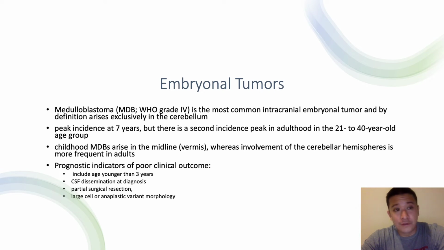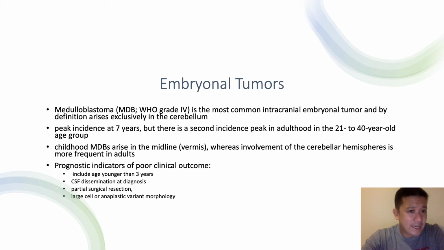Now, on to embryonal tumors, an example of which is your medulloblastoma, which is classified as WHO grade 4 and is the most common intracranial embryonal tumor and by definition arises exclusively in the cerebellum. You see a peak incidence at 7 years, but there's a second peak incidence in adulthood at around the age of 21 to 40 years old. Childhood medulloblastomas usually arise in the midline vermis, whereas adults usually have medulloblastomas arise in the cerebellar hemispheres.